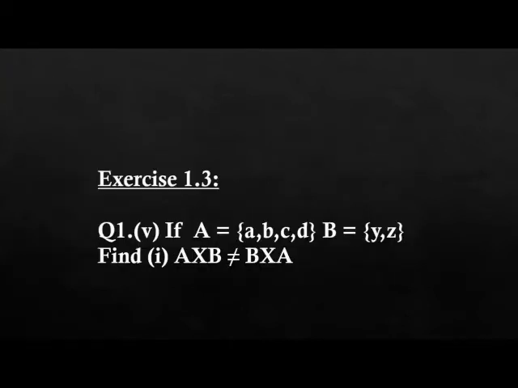Okay, now starting the exercise, which is 1.3. Question number 1, this is part 5. If A is equal to {a, b, c, d} and B is equal to {y, z}, we have to find A cross B, which is not equal to B cross A. Okay, it is part number 1.